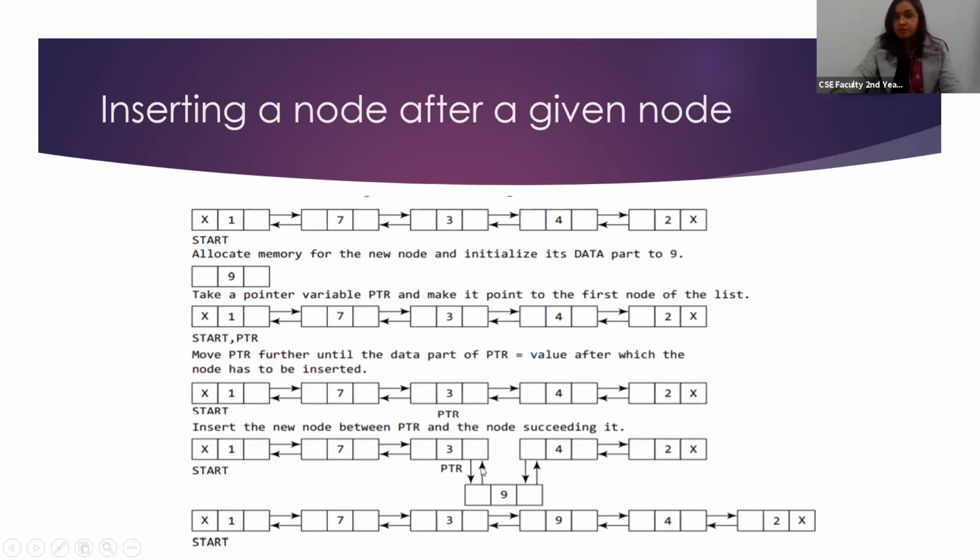Then you come to this. Pointer next equal to new node and new node previous equal to pointer. Am I clear? Am I clear or not? Why I told you to do these two joinings first?